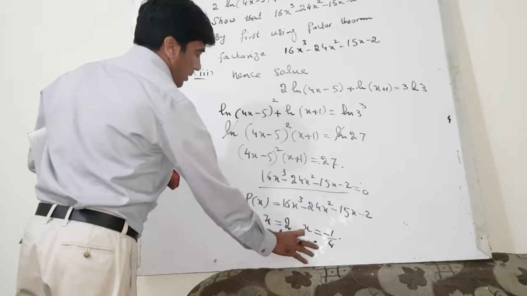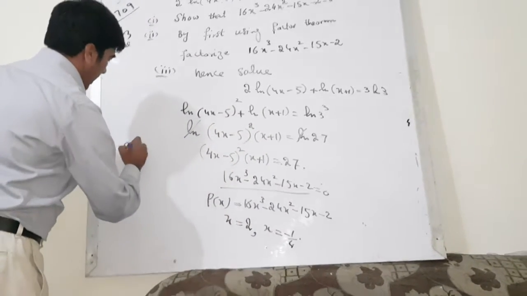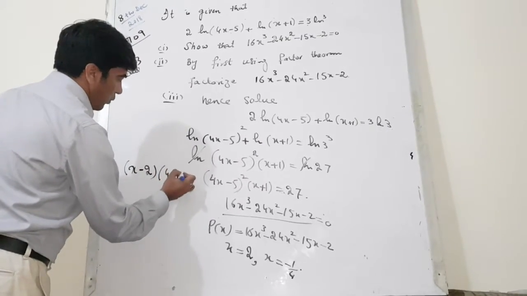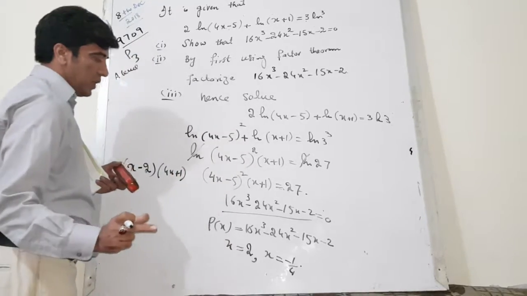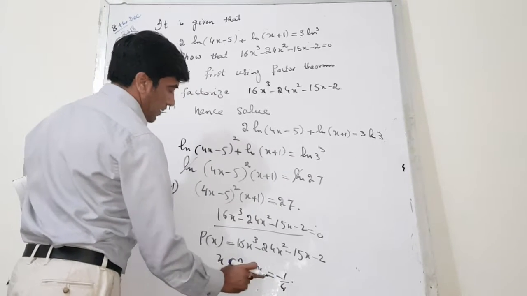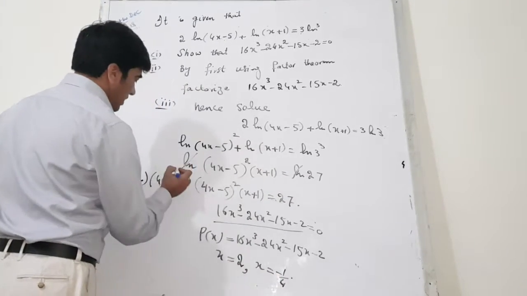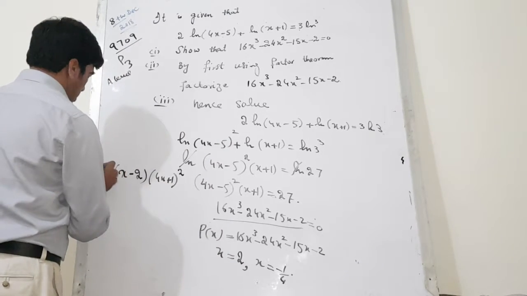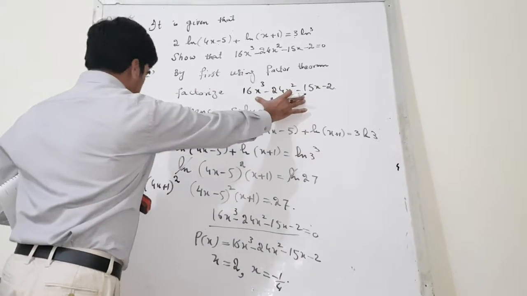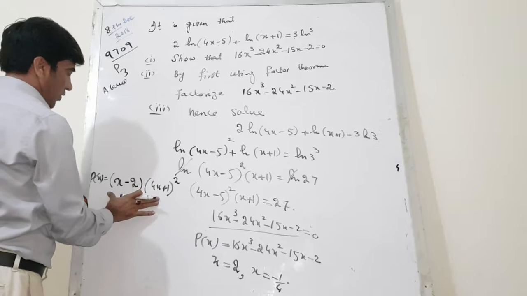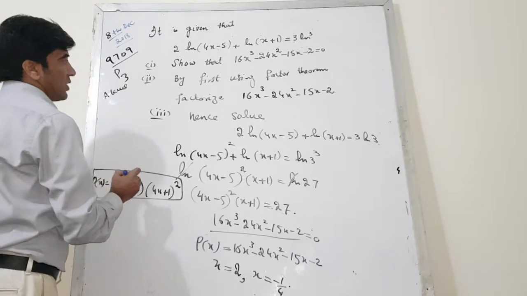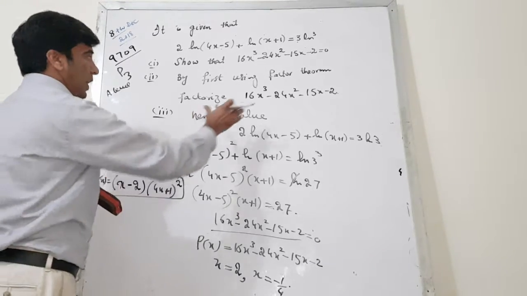Now, from these two values, you can say that x − 2 is one factor and 4x + 1 is another factor. But when you use the calculator, you will see that there are only two values. This means this factor is a square factor. So this way you have converted your given polynomial p(x) into linear factors. So this is its complete factorization. That is what the examiner is asking you to find.